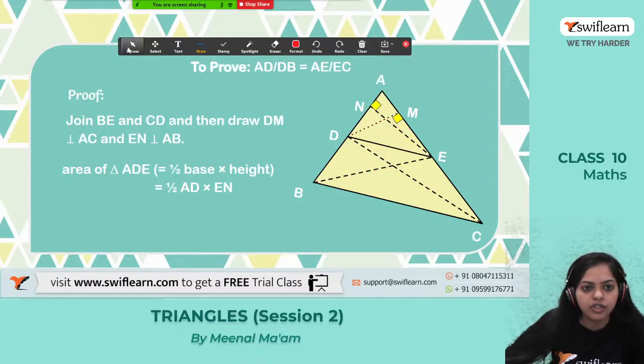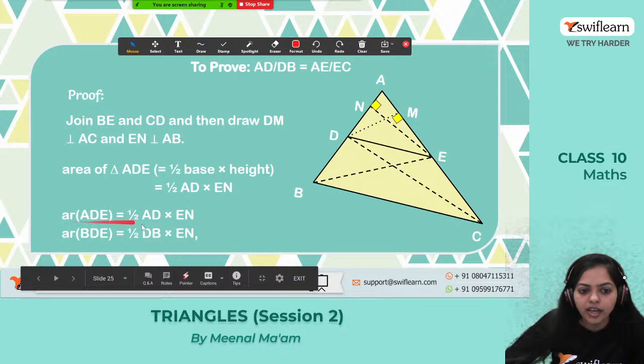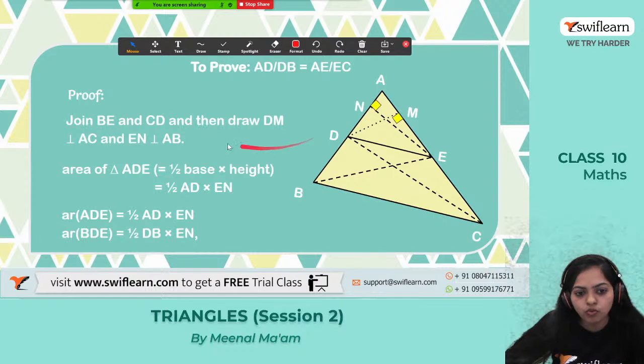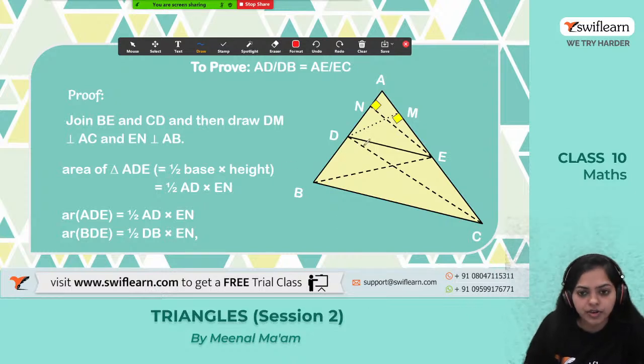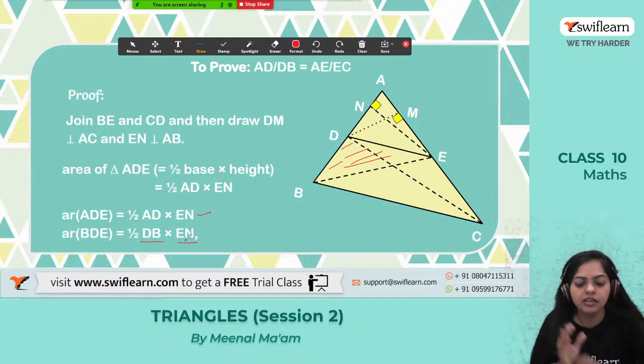Now let's have a look over the next step. Area of triangle ADE will be equal to half AD into EN. And next, if I talk about this triangle BDE, its area will again be equal to half base into height. Here the base will be DB and the height will be EN, the same height EN. So area of triangle ADE is half AD into EN, half base into height. And for the triangle BDE it is again half base into height, DB into EN. Got it everyone? Till here any doubt?